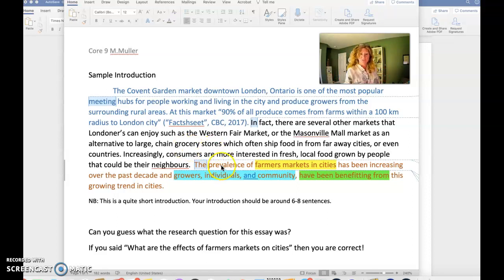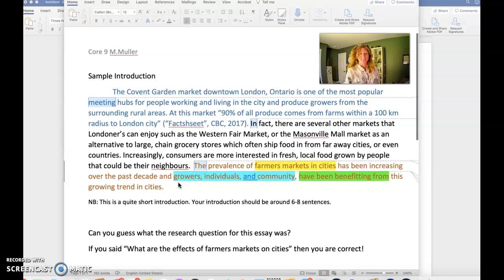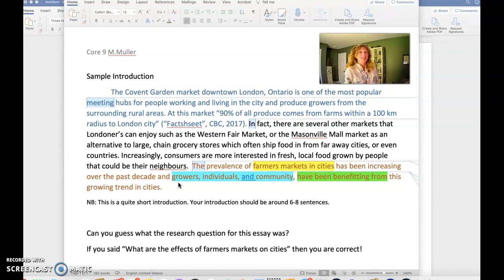Okay, so here's our thesis. Notice it is just one sentence. Sometimes people have a two-sentence thesis, but I think for our purpose, you can definitely fit what you need to say into one sentence, okay? It can be a compound, complex sentence. You know how to do that. All right, so here we go.